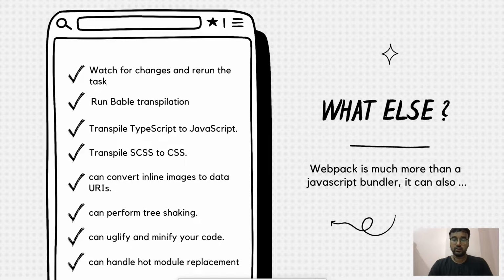It can also perform something called tree shaking. Tree shaking is basically removal of all the dead code from the code that we have, and it can also uglify and minify your code. Uglify basically means turning your code into an unreadable format. It changes the variable names and class names to an unreadable format, so that anyone who is directly looking into the code doesn't figure out what the logic behind it is. It can also minify your code, and minify basically means removing white spaces and similar things.